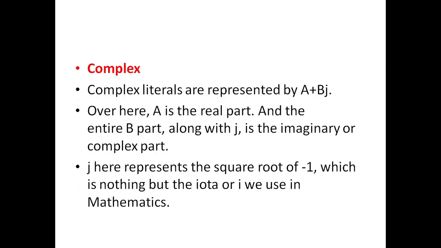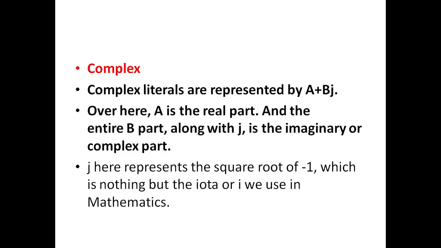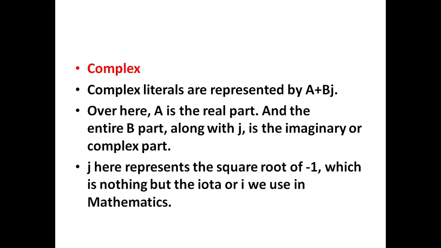Next is complex. Complex literals are represented by a plus bj, where a is the real part and the entire b part along with j is the imaginary or complex part. Here j represents the square root of -1.